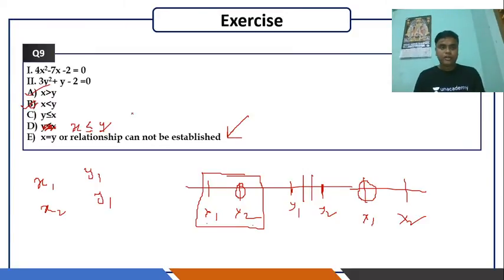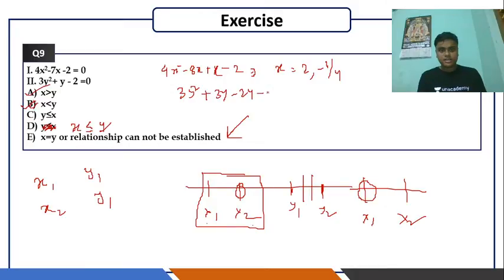So here we have 4x square minus 7x minus 2. I can write this as 4x square minus 8x plus x minus 2. Hence I'll be getting the roots as x equal to 2 and minus 1 by 4, if I'm not wrong. And for y, we have 3y square plus 3y minus 2y minus 2 equals 0, so y equals minus 1, and taking 2 common, I'll be getting 2 by 3. So the roots over here are going to be minus 1 and 2 by 3.